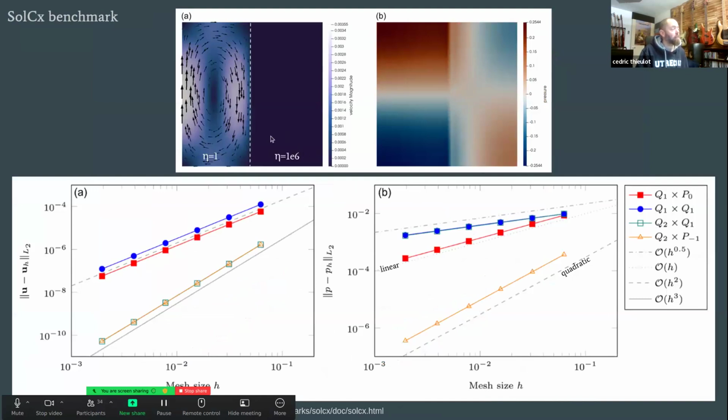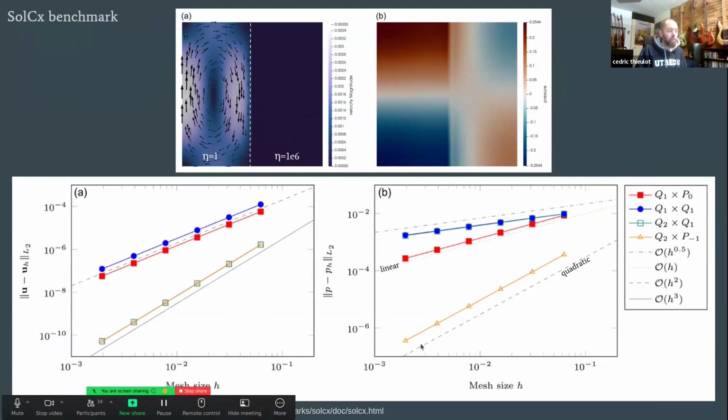Then we ran another benchmark called the SolCx benchmark, also in ASPECT. And this one is characterized by a viscosity field that is 1 on the left and 10 to the 6 on the right. And with this very sharp discontinuity here in the middle, what happens is that effectively the solution is discontinuous. And when we look at the velocity here, same thing. So the velocity error as a function of the mesh size, we recover virtually the same plot. So this one is not that interesting.